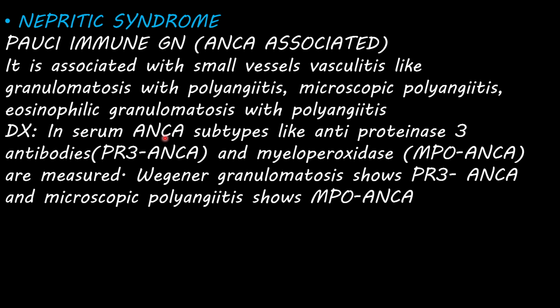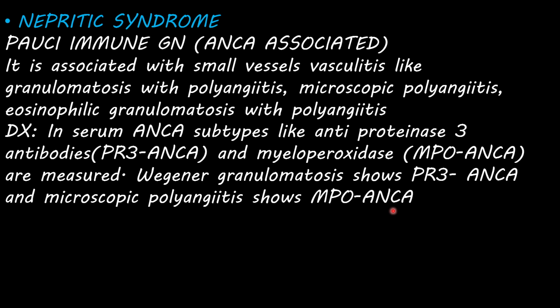In serum, ANCA subtypes like antiproteinase 3 antibodies and myeloperoxidase type of ANCA antibodies are measured. Wegener granulomatosis, which is granulomatosis with polyangiitis, actually shows PR3, which is antiproteinase 3 ANCA-associated antibodies, while microscopic polyangiitis will show MPO, which is myeloperoxidase associated ANCA subtype of antibodies.